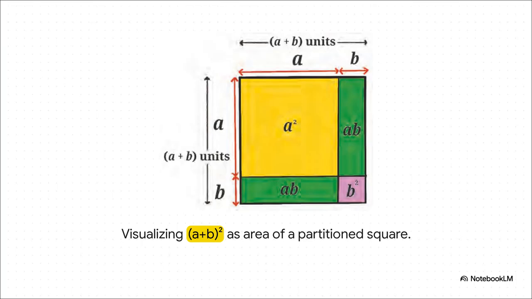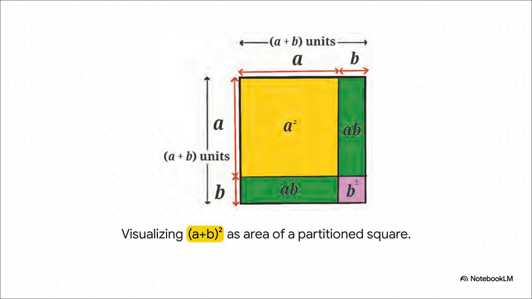I know memorizing a bunch of random letters can feel pretty tedious, but here's the thing. Identities aren't just abstract floating symbols. They actually represent real, physical geometric spaces. Imagine a large square. Its sides are built by combining two lengths. Let's call them A and B. So the total area of this big square is A plus B all squared.